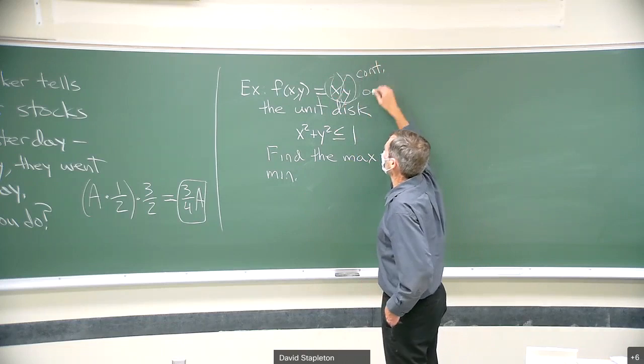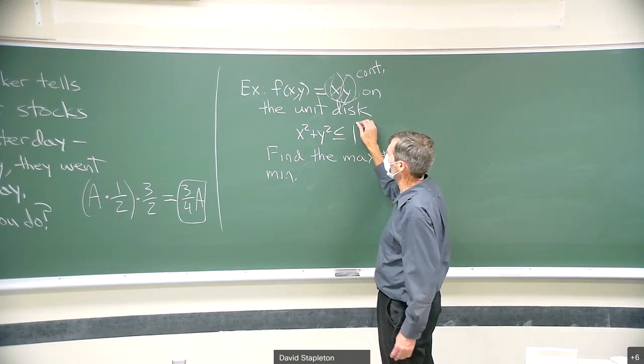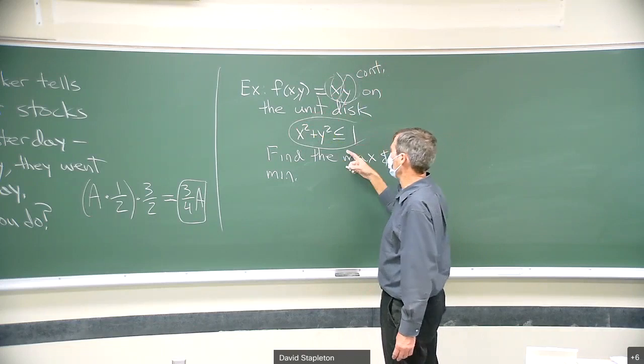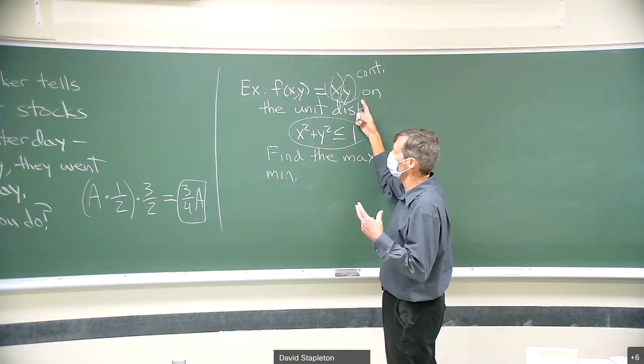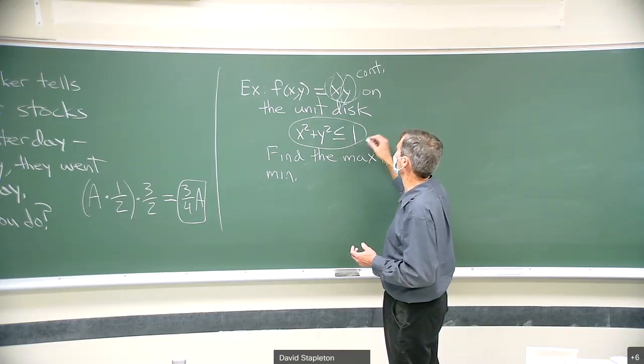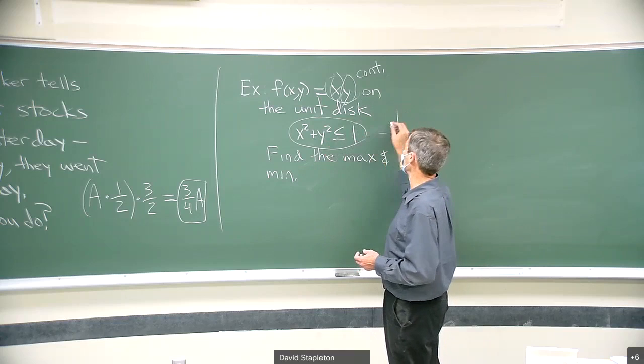Now, the other thing we needed for doing these problems of maximization and minimization was, if we wanted a global max and min, then we needed a continuous function on a closed bounded region. Well, that's what this is, right? X squared plus y squared equals 1 is the unit circle.